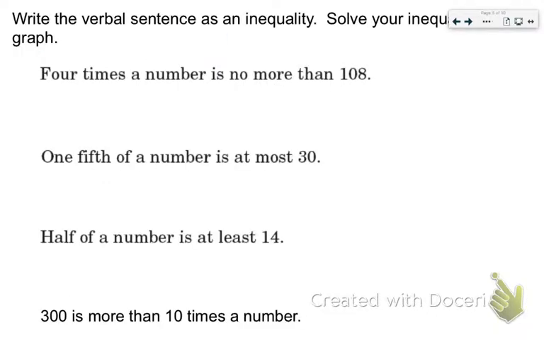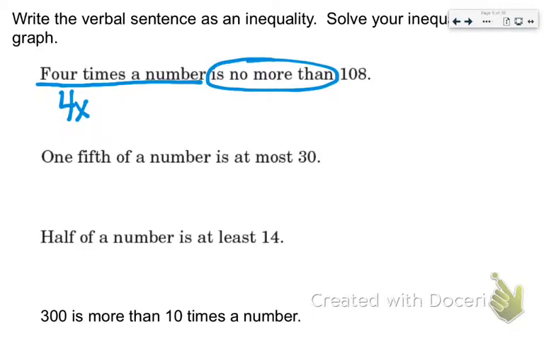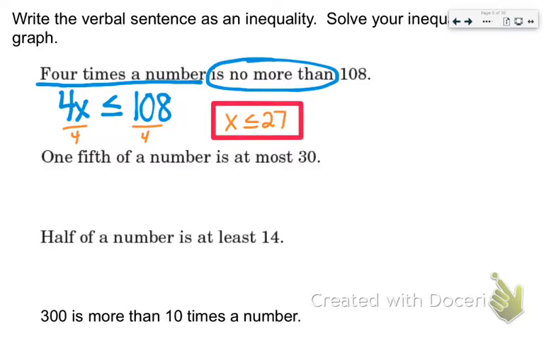Next, we're going to change them from words to inequality, solve, and graph. So 4 times a number means we're multiplying 4 times some number x, no more than. So that means it can be equal to 108, but it can't be more than that. So we need a less than or equal to sign, and then 108 on the right. So this is our inequality, solve by dividing both sides by 4, and then graph. So we need a closed circle at 27, arrow going towards the left.